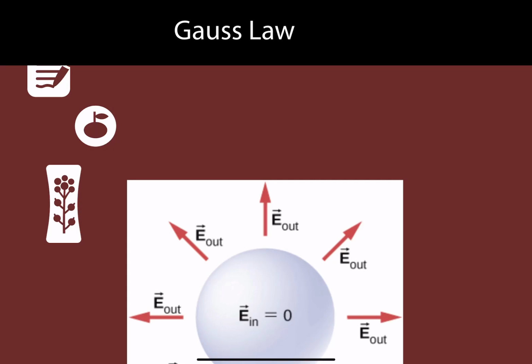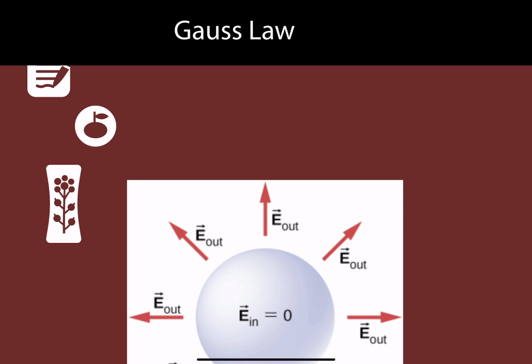Welcome to this chapter on Gauss's Law, a foundational concept in electromagnetism. In this chapter, we will explore how electric fields interact with surfaces, how symmetry helps us simplify complex problems, and how conductors behave under electrostatic conditions.